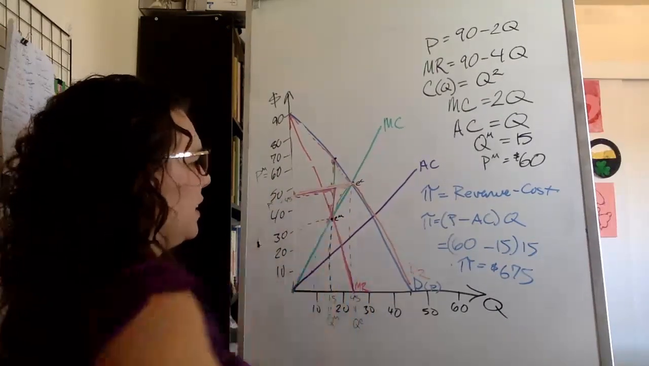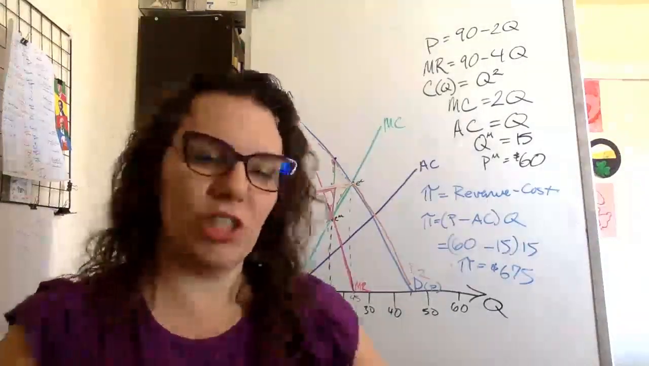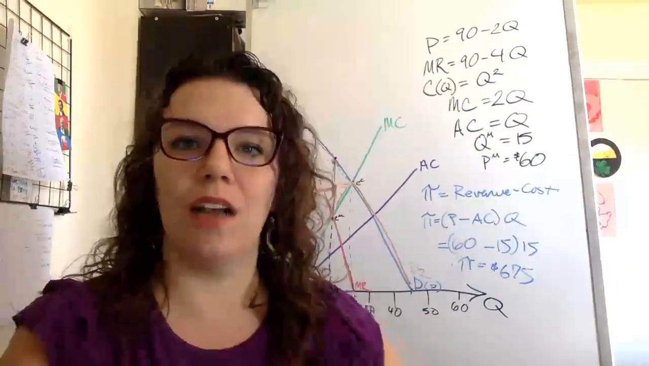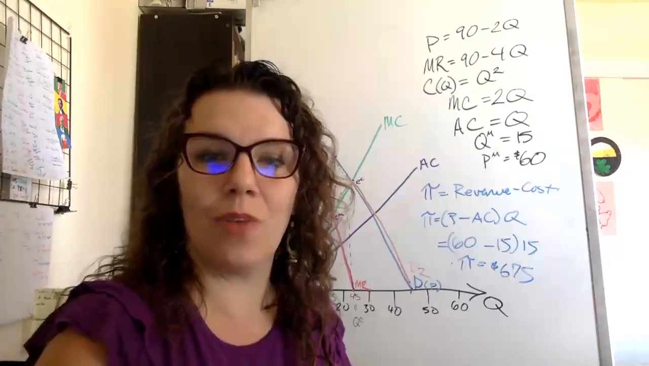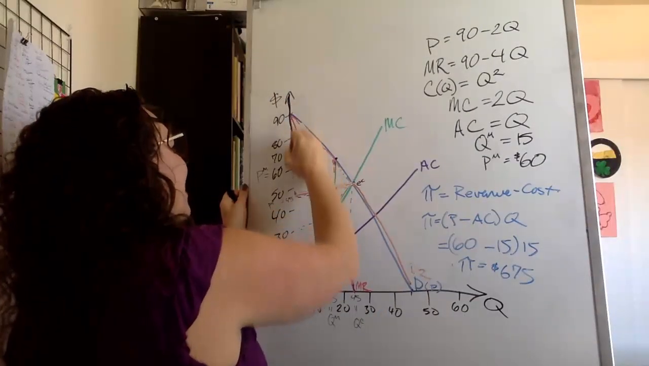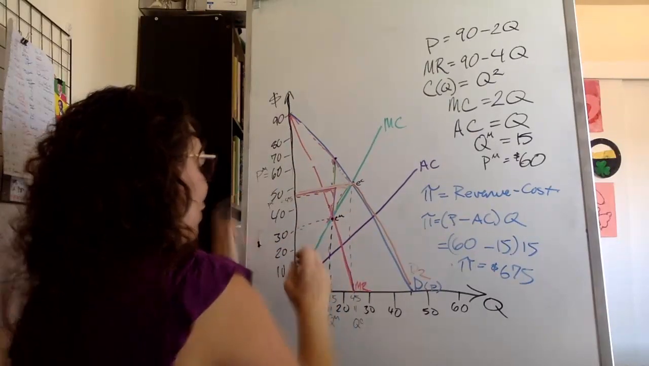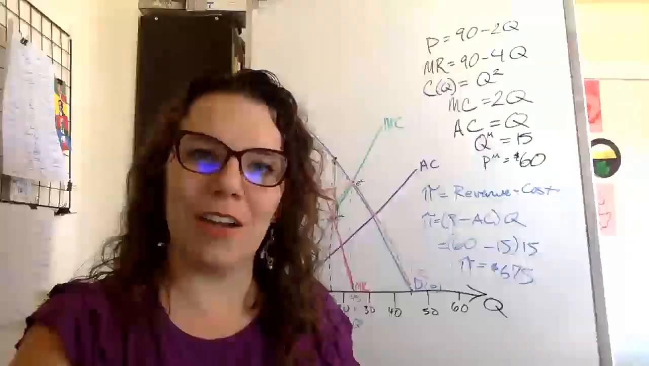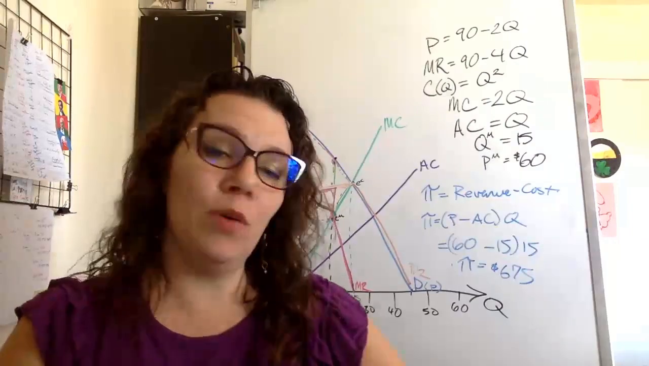So that's basically it. That's a lot of what we covered in this chapter. Hopefully that gives you a sense of everything we've talked about and what's going on in monopolies. And you're ready to move on next week to monopolistic competition and oligopoly. Let me know what questions you have.